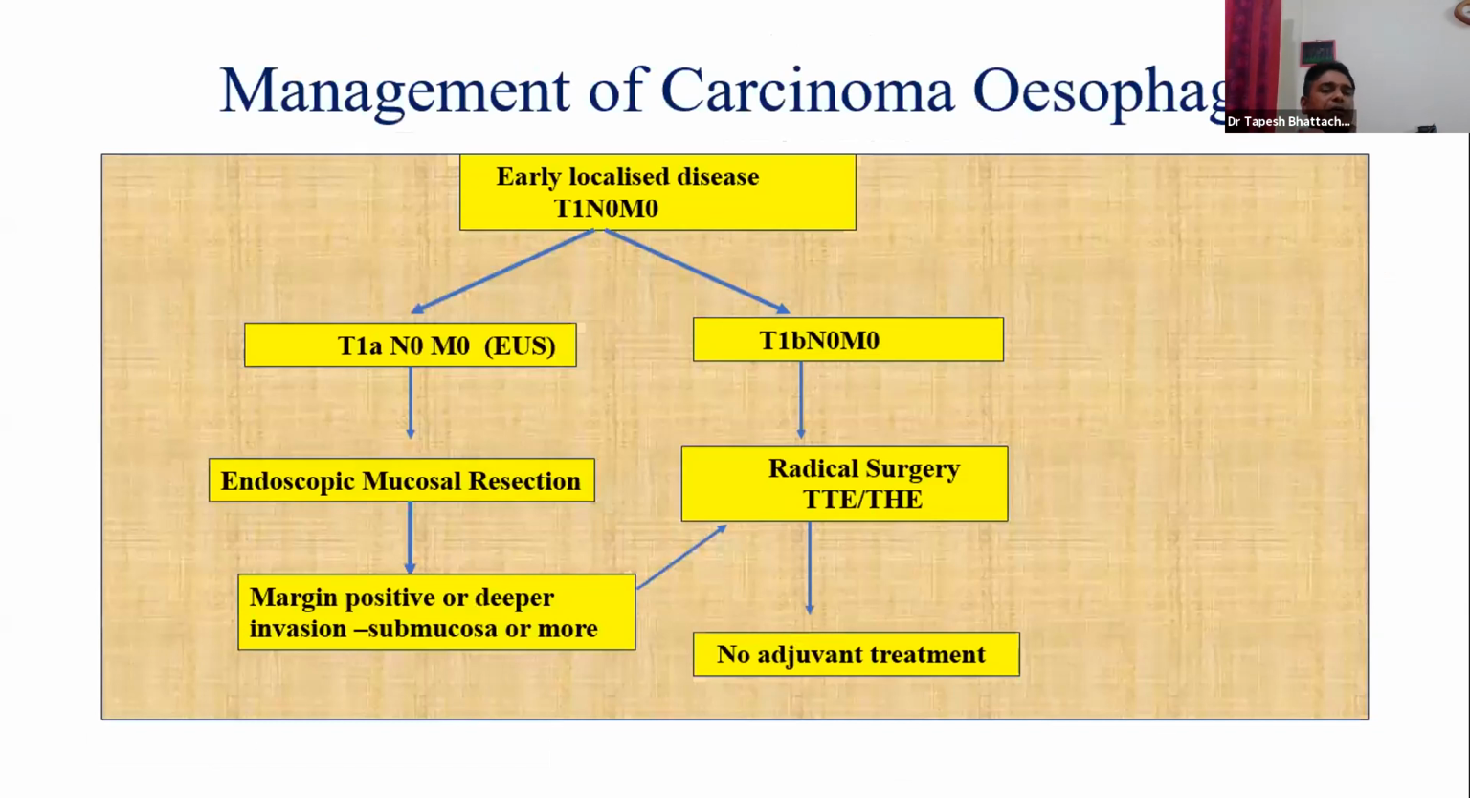So still, if we summarize the management of carcinoma esophagus for curative intent treatment: early localized T1N0M0, if we divide it into T1a N0M0, it is only possible to detect with endoscopic ultrasound. Then you go for endoscopic mucosal resection. If margin positive or deeper invasion, like submucosa involvement or more, then you go for a radical surgery like TT or TH. And if it is a T1b disease onwards, then you definitely go for a radical surgery, transthoracic or transhiatal esophagectomy according to the location. No adjuvant treatment.